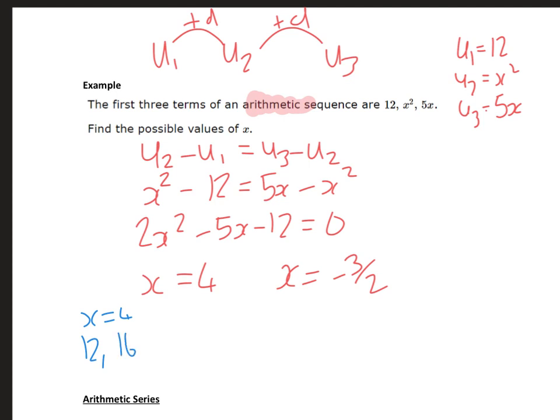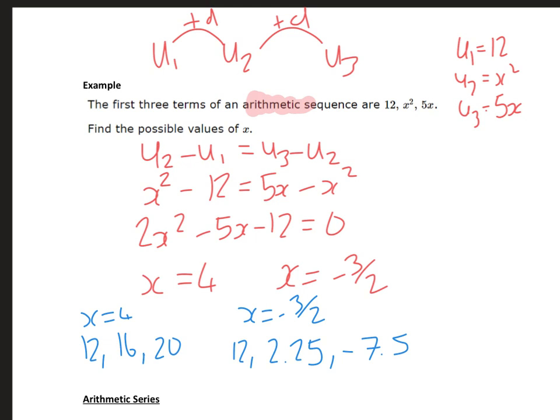4 squared is 16. 5 times 4 is 20. So that, yep, that works. That's arithmetic. It's gone up in 4s. And if x was minus 3 halves, then I'll get 12. I will get minus 1.5 squared, which is 2.25, and 5 times minus 1.5 is minus 7.5.